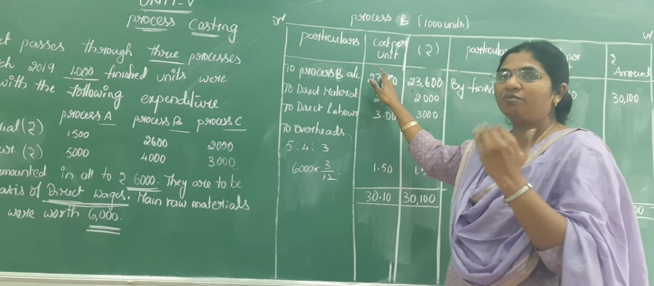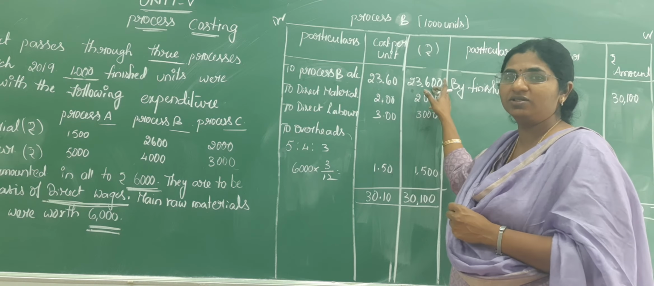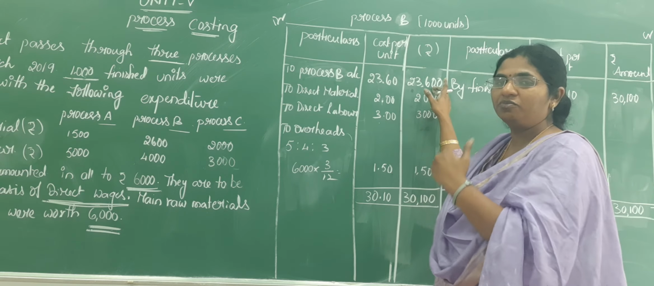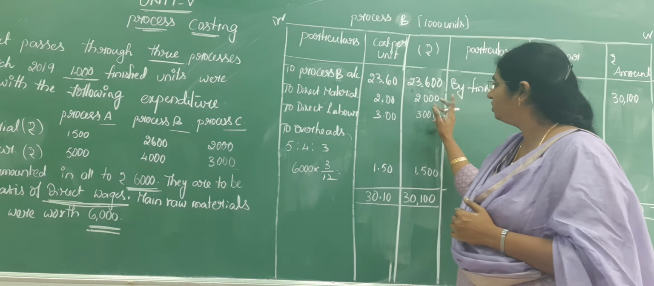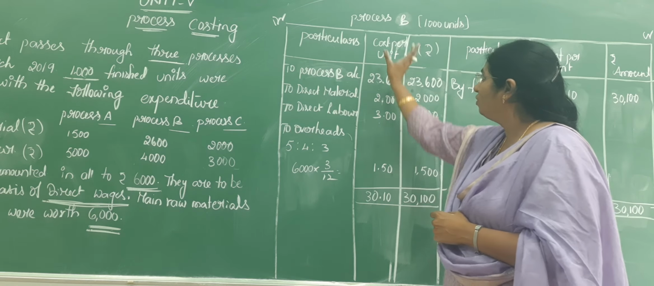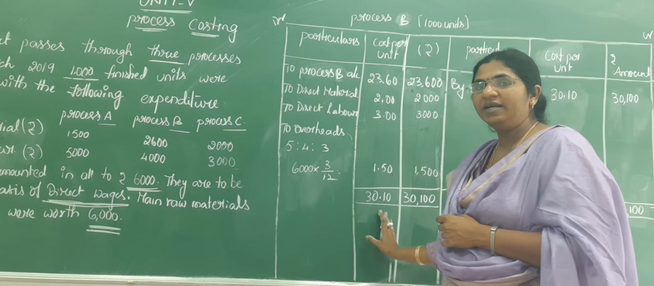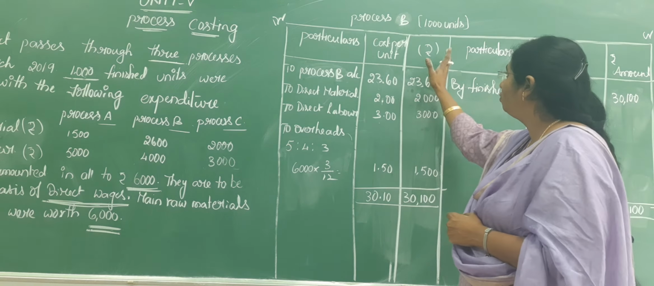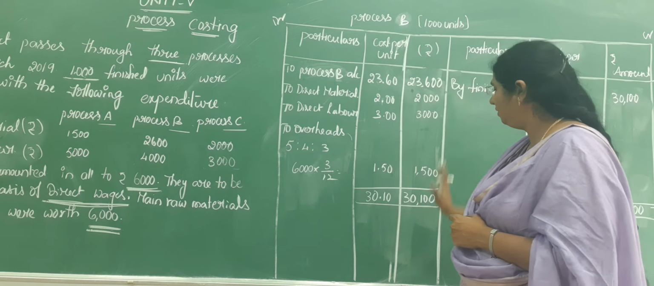Now let us shift to the amount column. Per unit value we calculate with 1000, or else directly write the amount. 23,600 is what we transferred from process B. Similarly, direct material 2000 given in the problem. Direct labor charges 3000 given in the problem. And we calculate overheads on the basis of direct labor or wages, that is 1500. Total per unit cost is 30 rupees 10 paisa and total amount is 30,100. Now what to do with this?